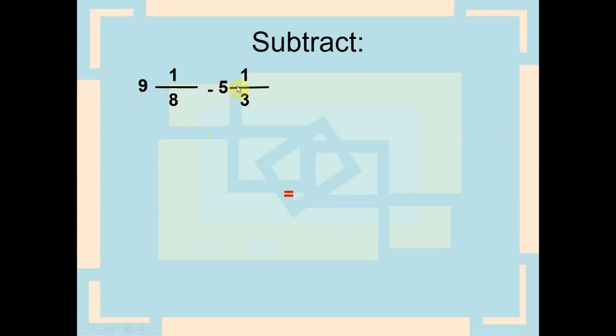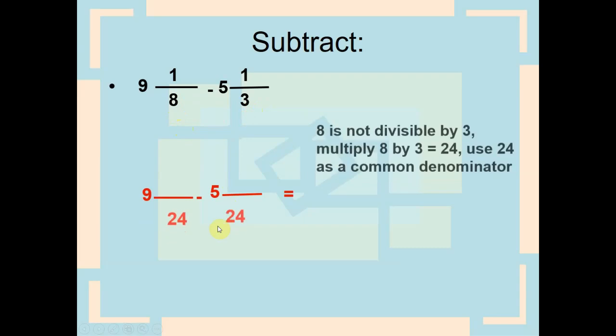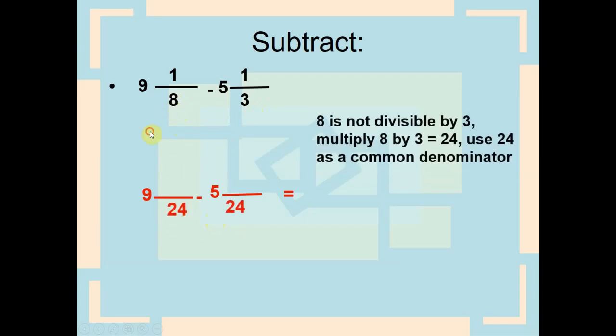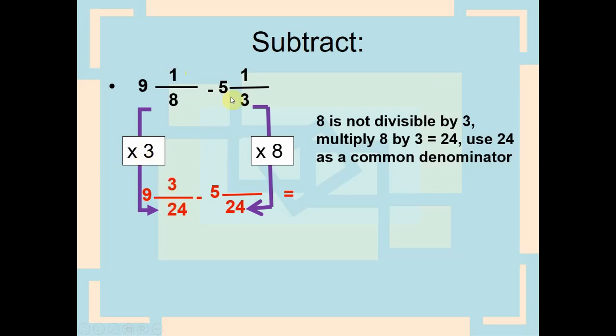9 and 1 over 8 minus 5 and 1/3. Firstly, write the whole numbers the same, 9 and 5. Because 8 is not divisible by 3, we multiply them and use the result as a common denominator. 8 multiplied by 3 equals 24. 8 multiplied by 3 equals 24, and 3 multiplied by 8 equals 24. For that, we multiply the two numerators. The first one, 1 multiplied by 3 equals 3, and 1 multiplied by 8 equals 8.